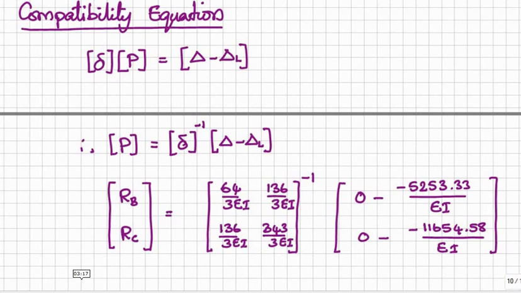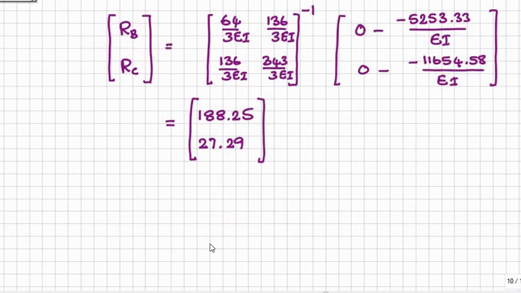There is a deflection due to loads which we already computed, so that value is minus. So minus minus plus, here also minus minus plus. Therefore we get RB is equal to 188.25 kilonewton, RC is equal to 27.29 kilonewton. Once we know these values, we can easily find the other unknown reactions, that is MA and RA, using the equilibrium equations, sigma MA is equal to 0 and sigma V is equal to 0.